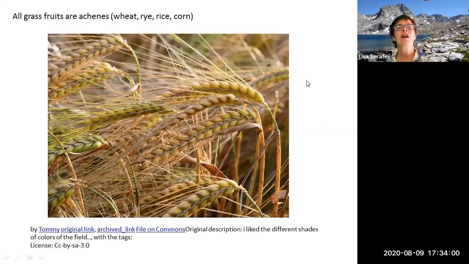Okay, all grasses have achenes as their fruits, and grasses, we eat a lot of them: wheat, rye, rice, corn, but they're also just important in the ecosystems. All right, we can further say not only they're achenes, but there's special types of achenes. If you want to know, they're called grains because the ovary wall adheres to the seed. It's not loose, the seed's not loose in there, but they are achenes.